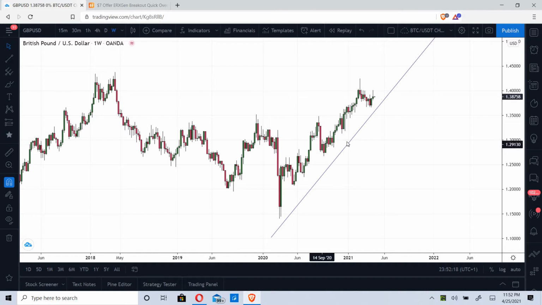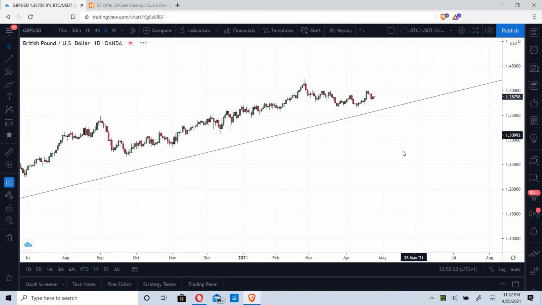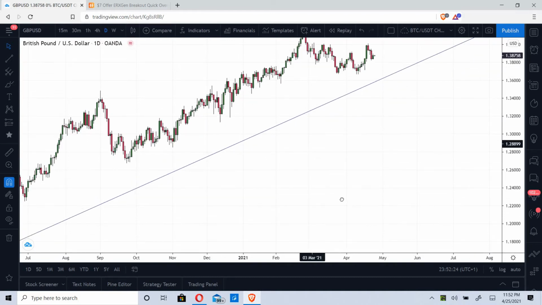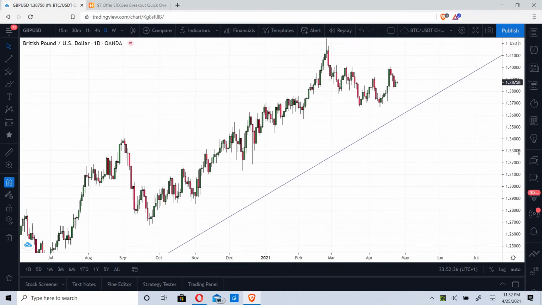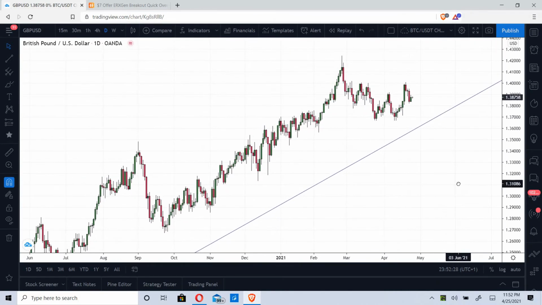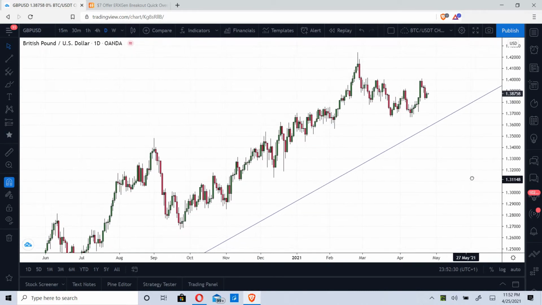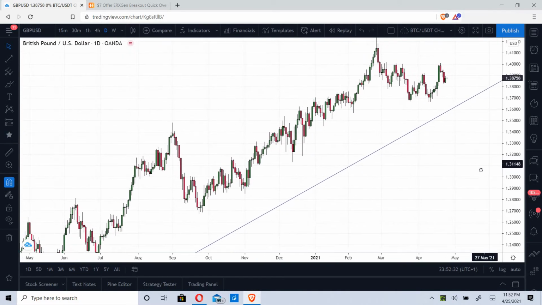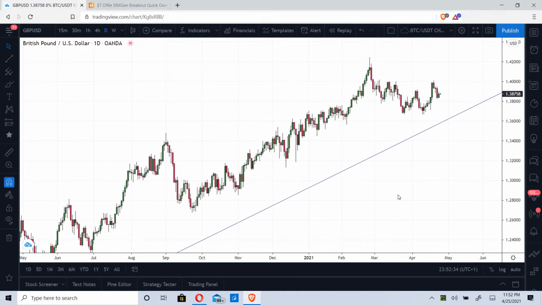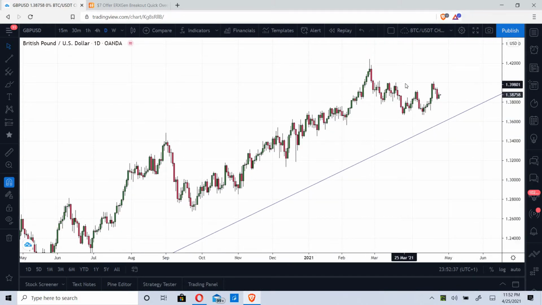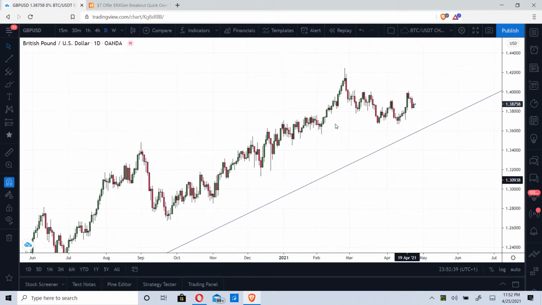So now let's drop down to the daily time frame and see what this market is doing. When you look at the daily time frame as well, you see that this market is bullish. This is a clear uptrend. You see a pullback here.